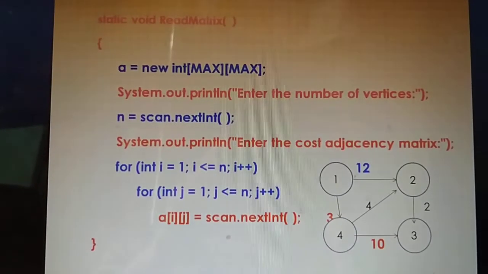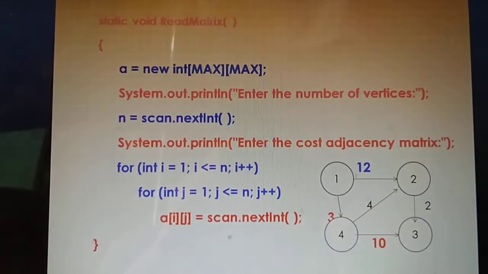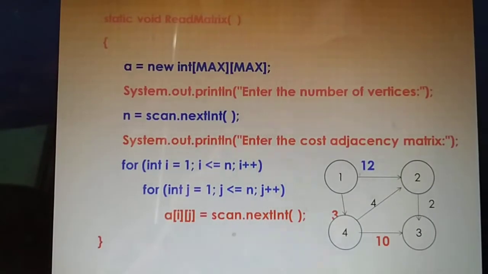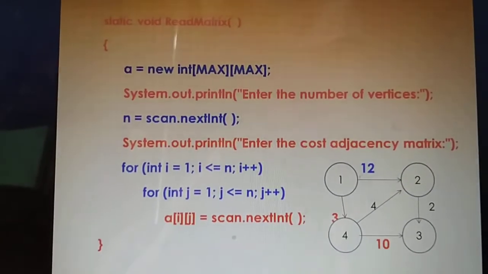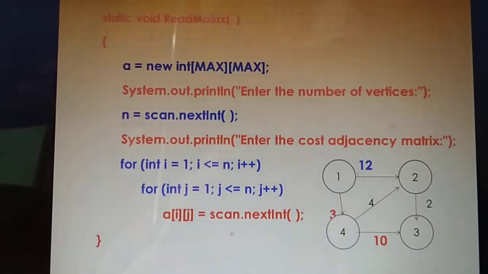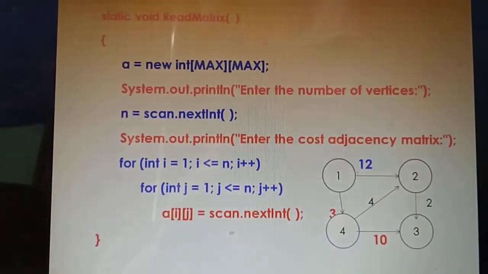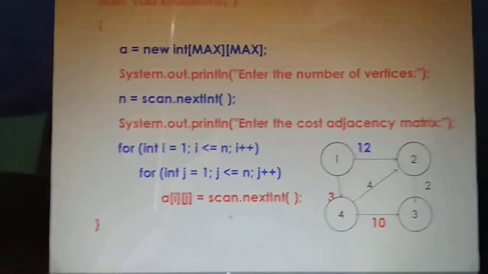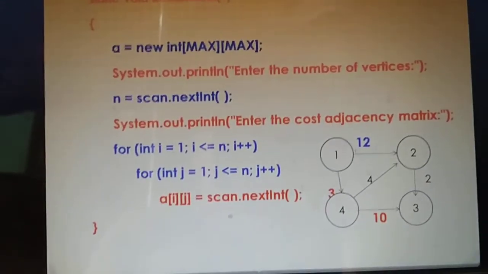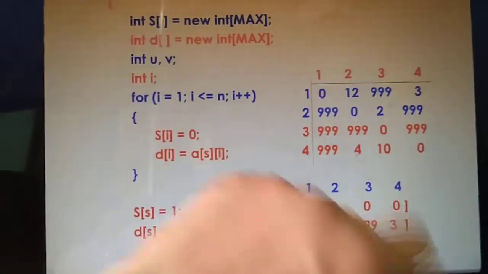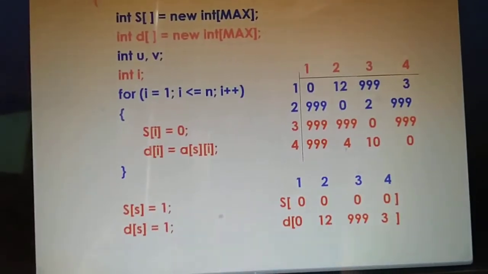Here, enter the number of vertices. You just enter how many vertices there are. In this it is 4. Then enter the cost adjacency matrix. Use 2 for loops and read the cost adjacency matrix. This is the cost adjacency matrix that I have read for the above graph.